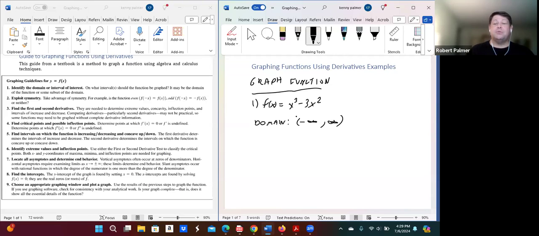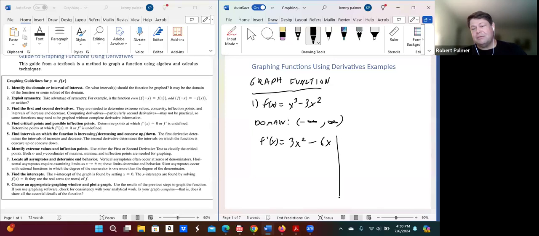So next, let's find our derivatives. That way we can find critical values, inflection points, concavity, and those sorts of things. So f prime of x: take the derivative of this. The first part is 3x squared, then minus 6x. That's our first derivative.